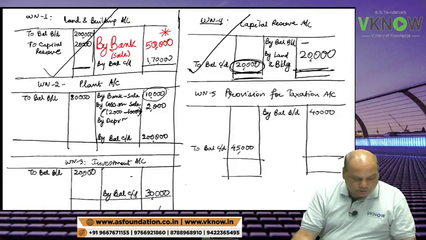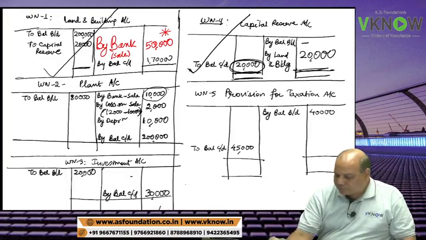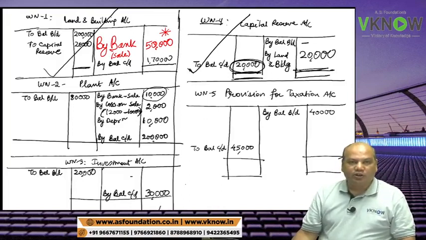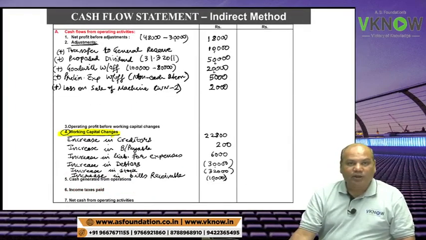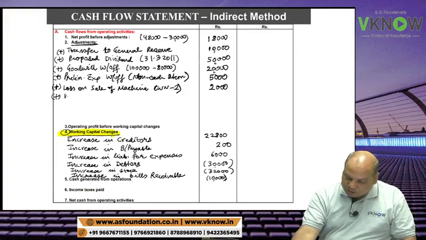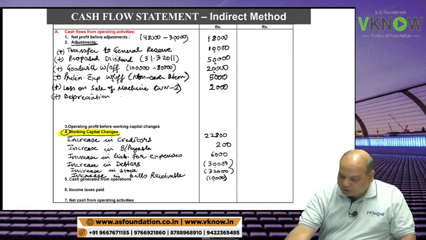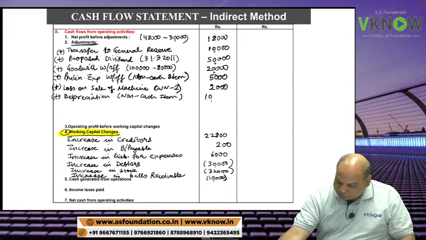By depreciation for the year, 10,000 rupees. Write down on the credit side, by depreciation for the year, 10,000. And what we will do? This we will add back in adjustment, in operating activity adjustment, add depreciation. Why are we adding? It is a non-cash item which was debited to P&L account. So I have to add back to get the cash flow figure, 10,000 rupees.